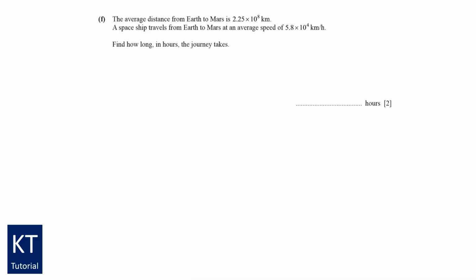Question 1f. The average distance from Earth to Mars is 2.25 times 10 to the power of 8 kilometers. A spaceship travels from Earth to Mars at an average speed of 5.8 times 10 to the power of 4 kilometers per hour. Find how long in hours the journey takes. The length of journey is its distance divided by speed.